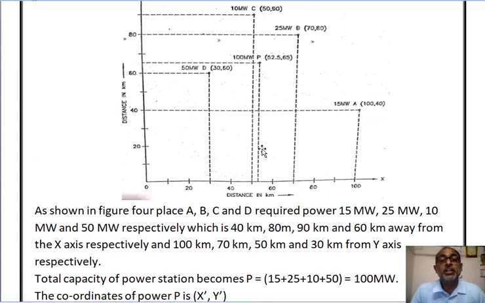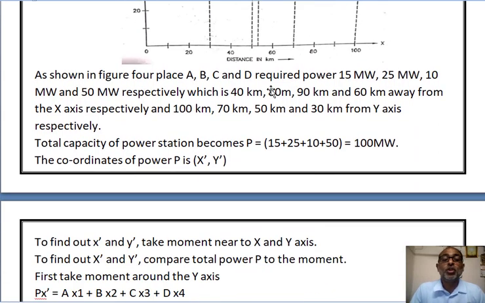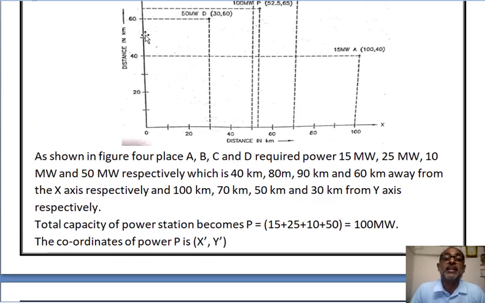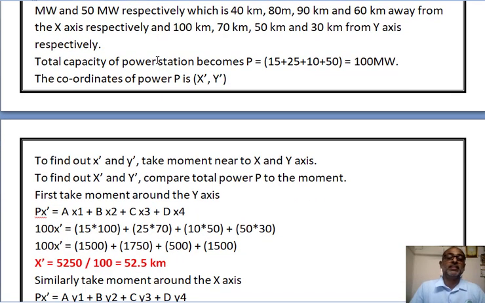Now the total capacity of this power plant P becomes 15 plus 25 plus 10 plus 50. So the total capacity of the power station required is 100 megawatts. Now the coordinates of the power plant P are x dash and y dash. To find x dash and y dash, we take the moments about the x axis as well as about the y axis.